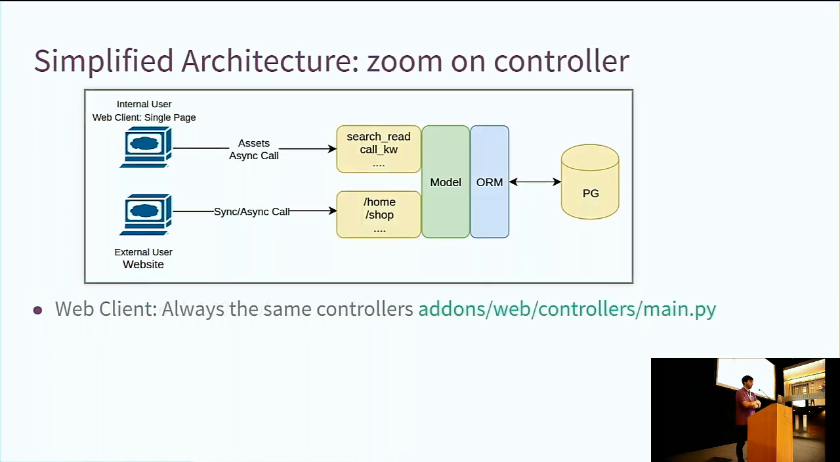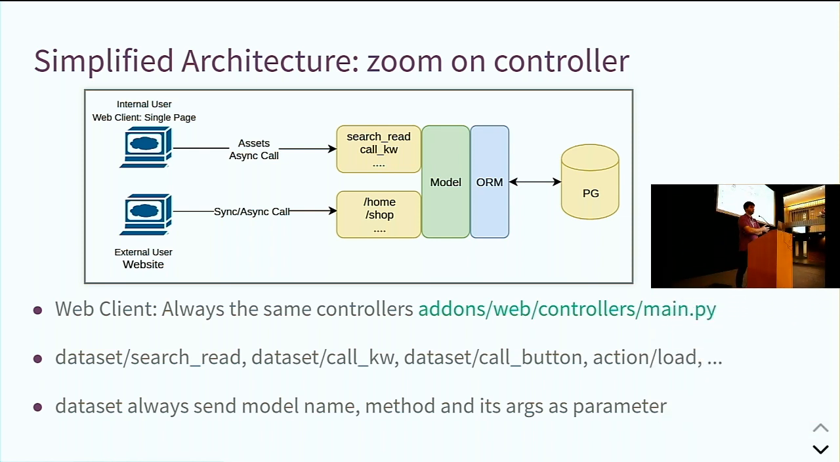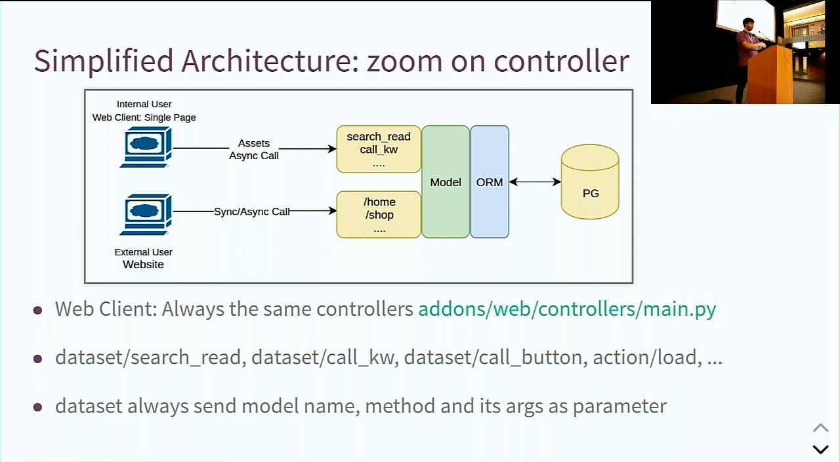If you zoom in on the controllers, of course, on the website, you have all the controllers for application, home, shop, blog, etc. But for the web client, it's always the same, and most of them are available in this file. And the good thing about them is that if you interact with the model, it's always a dataset controller class that takes care of that. They always get the same parameters: the model name, the method, and of course the arguments of the method. So you will see in the request basically which method is going to be called in your Python code and with which parameters.